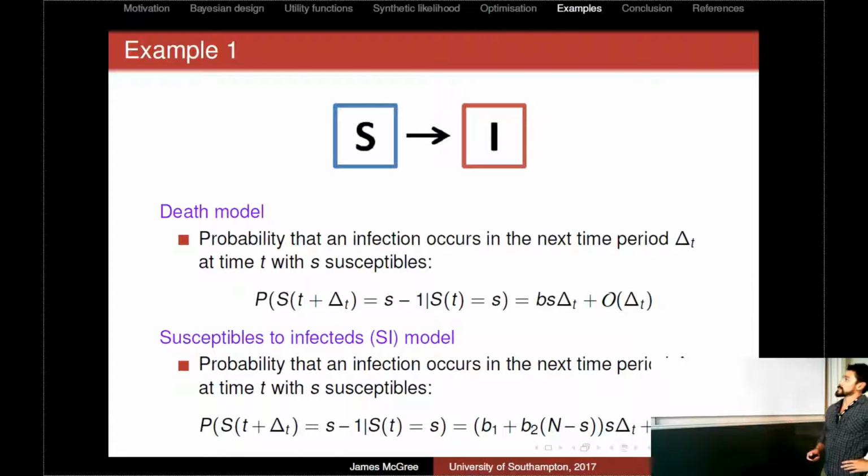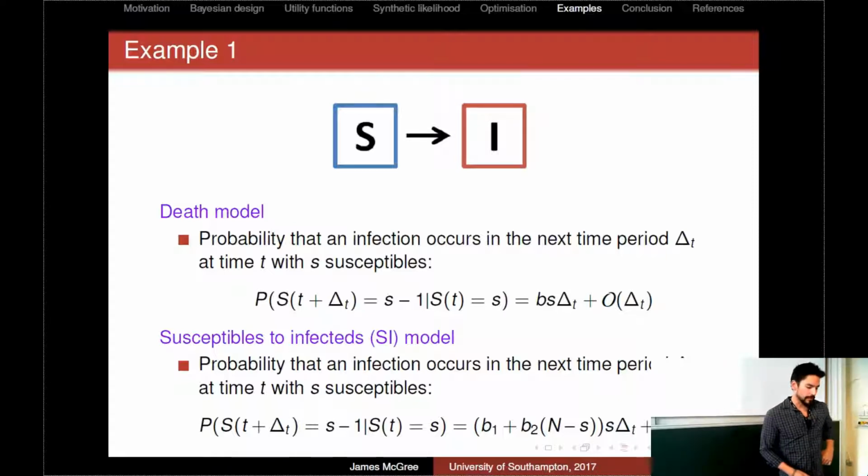Delta t is some small time step, and these are transition probabilities. The probability of getting one less susceptible in a tiny time step is given by this formula here. That's the depth model, where B is the parameter we want to estimate, and S is the number of susceptibles in the experiment. The SI model is a bit different because of this term here. This probability now depends on the number of actual infecteds in the experiment.